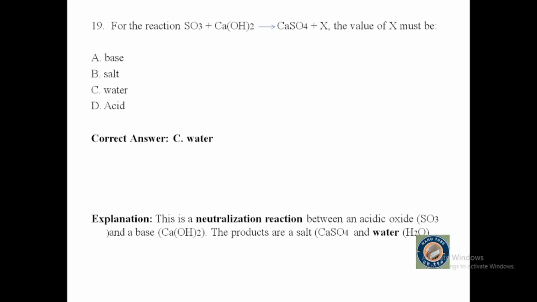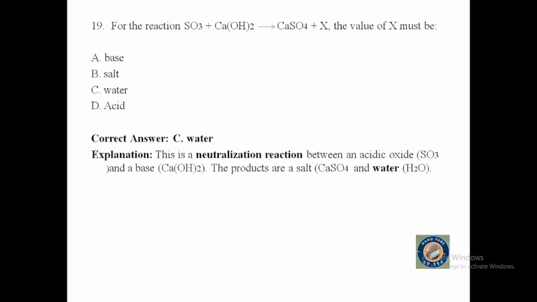Question number 19. For the reaction sulfur trioxide plus calcium hydroxide to give calcium sulfate plus X, the value of X must be A. Base. B. Salt. C. Water. D. Acid. The answer is water. This is a neutralization reaction between an acidic oxide, sulfur trioxide, and a base, calcium hydroxide. The products are salt and water.